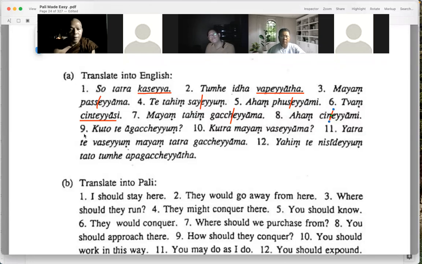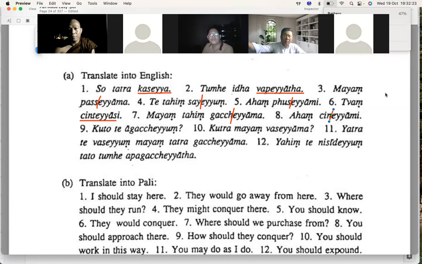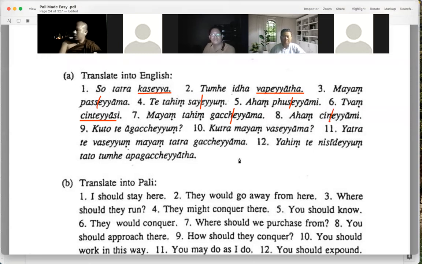So, and then number 9. So kuto nu abhak gacheyyo. Kuto nu abhak gacheyyo. So, okay, firstly, we should go bathe. We should do bathing firstly. So, kuto nu agacheyyu. Kuto nu agacheyyu. Ayu. Ayu is optative, third person plural. So they would, or they might, or they should. So agaccha means come. They should come. Or they would come. Okay.